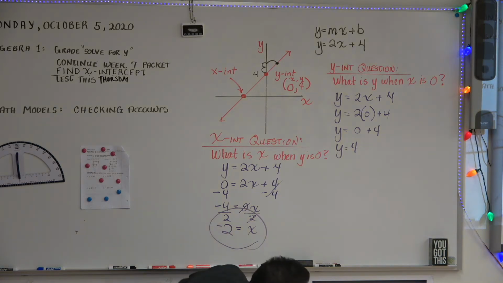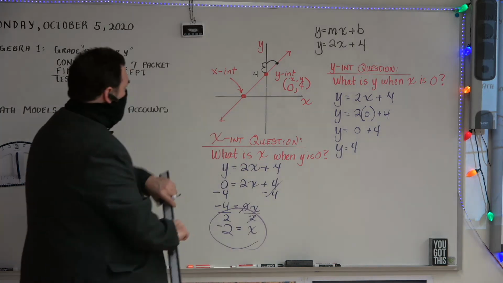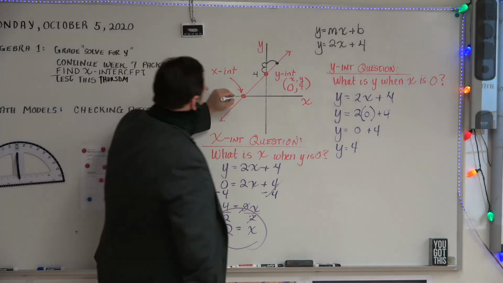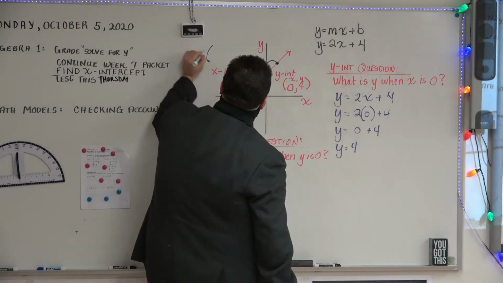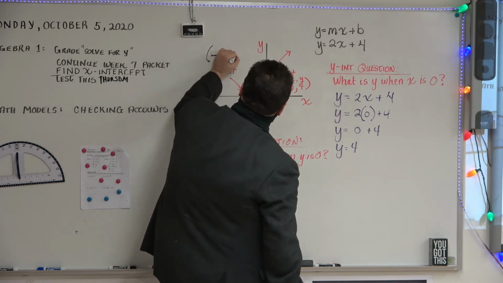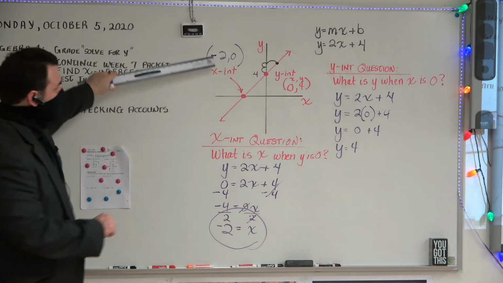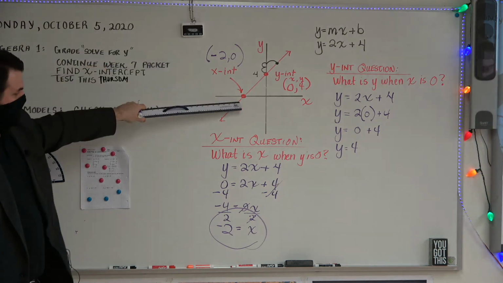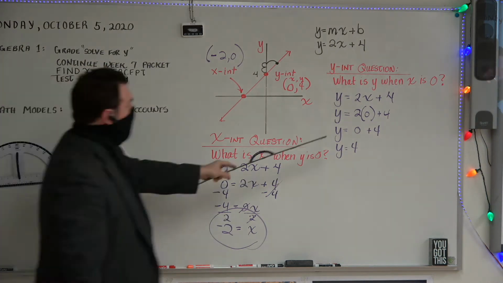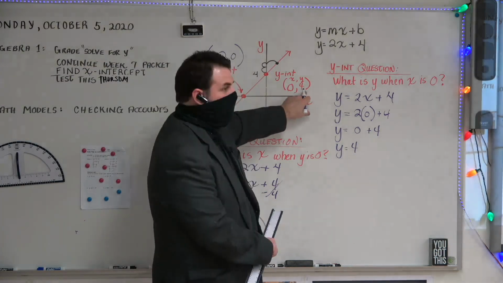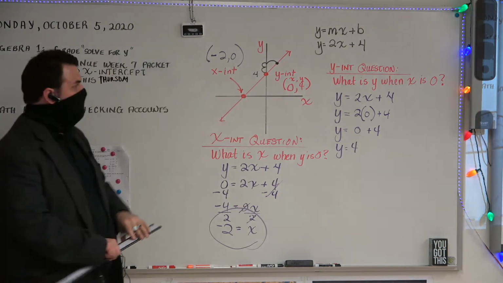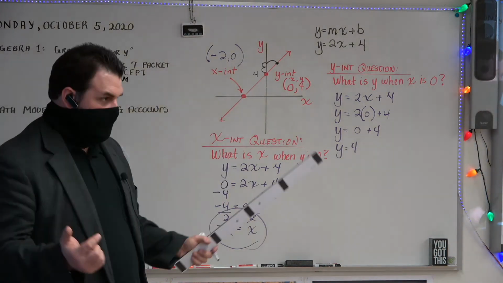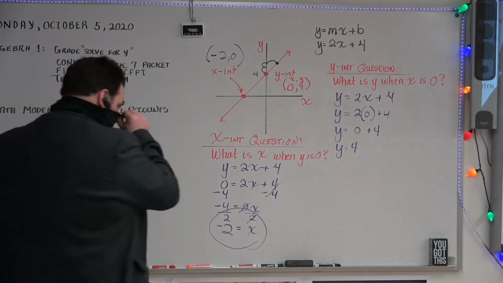Okay? So that means that in this equation, the x-intercept is (-2, 0). Your y-intercept is (0, 4). Your x-intercept is (-2, 0). You understand?